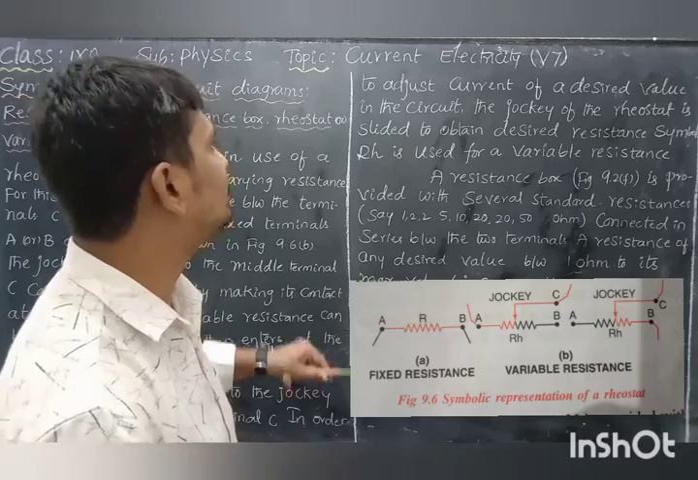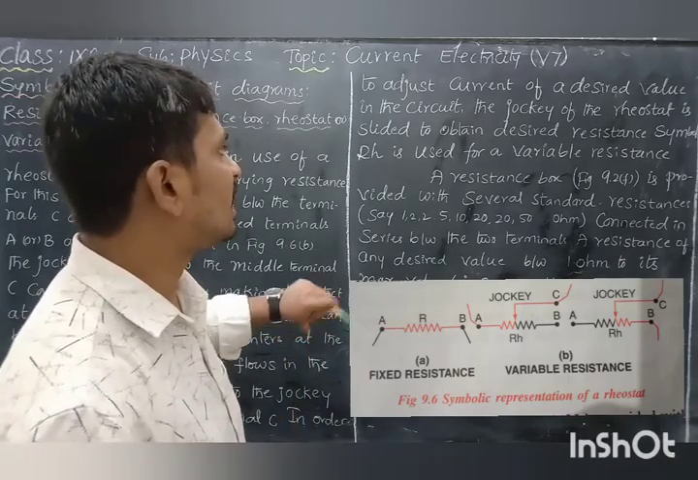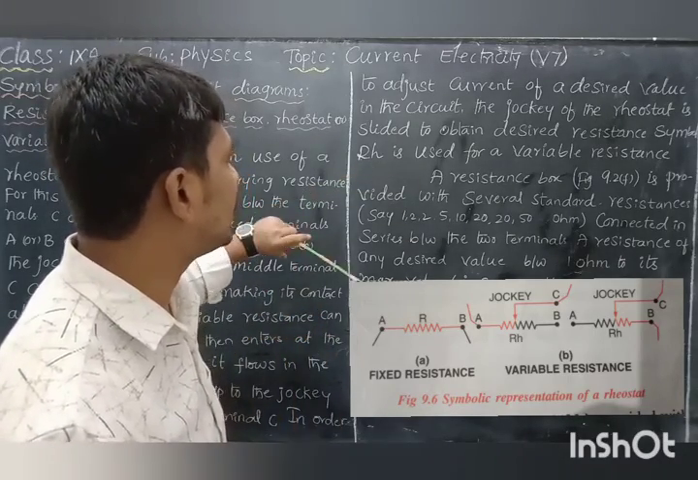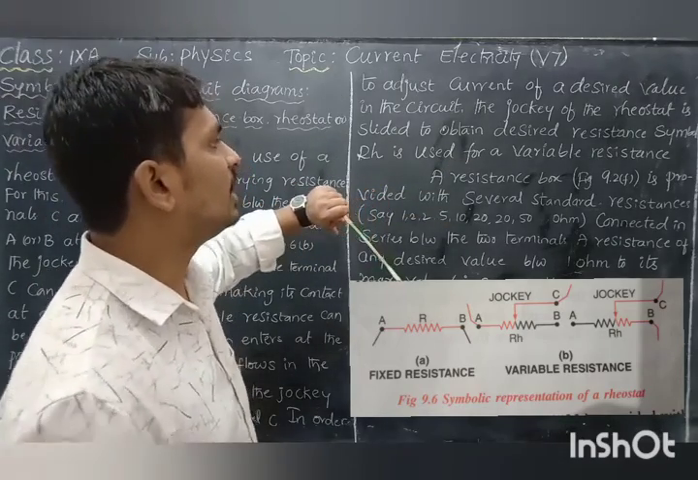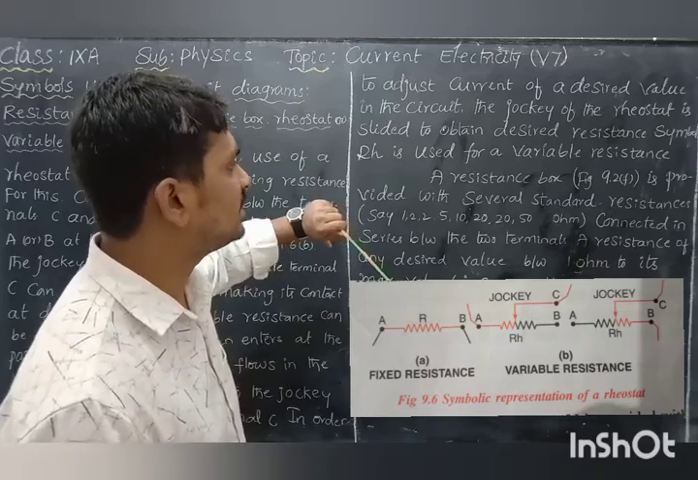So that acts as a current controlled device present in the circuit. And also the symbol used for a rheostat is Rh, capital R, small h, used for the variable resistance or rheostat. Variable resistance and rheostat, both are the same.